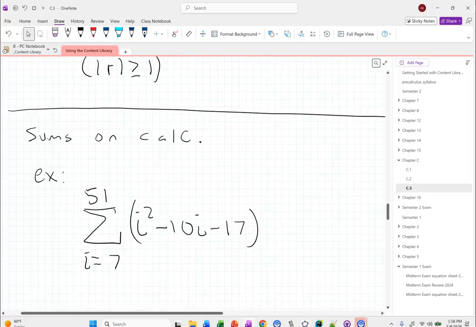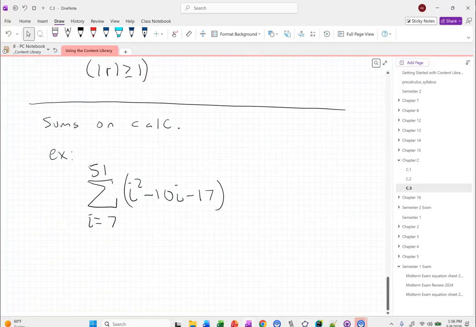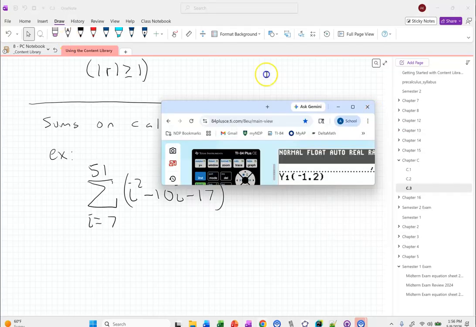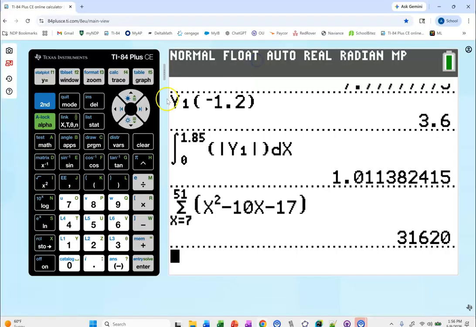And then the last thing I want to do is show you how to do these using sigma notation on your calculator. So if you have a graphing calculator with you and you'd like to follow along, I invite you to do so.